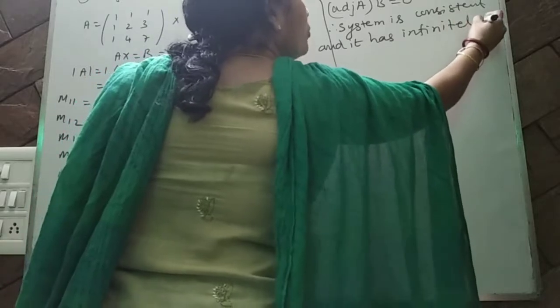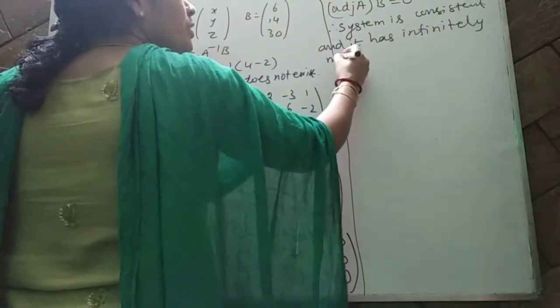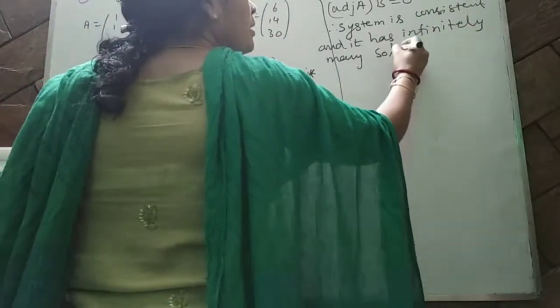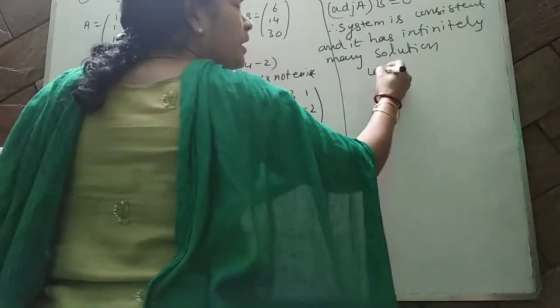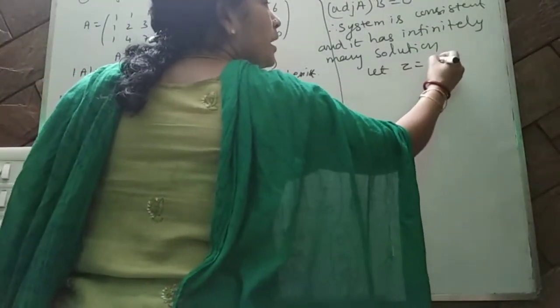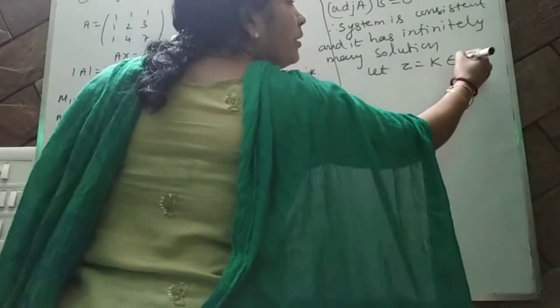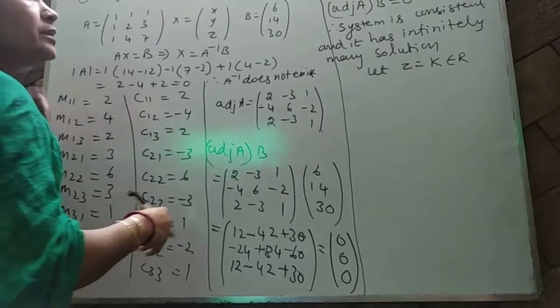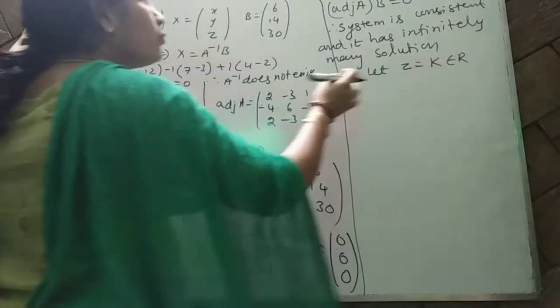Now we will find how to find infinitely many solutions. For finding many solutions, you have to do one thing: take any one variable equal to k, where k belongs to the real numbers. So that's why we say infinitely many solutions. I'm taking any one variable equal to k.